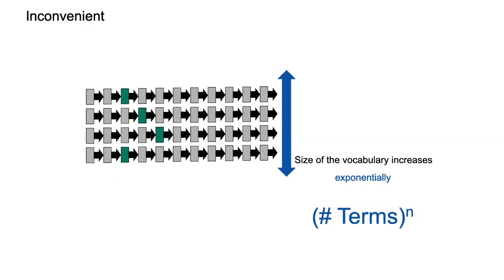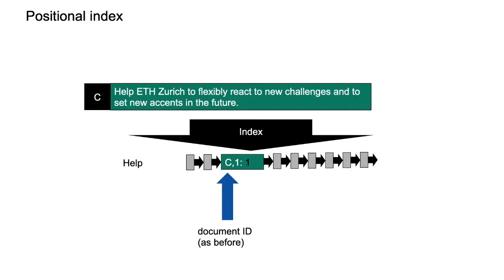Oh, I forgot I had this slide. If you do bi-word indices, 3-word indices, 4-word indices, then this increases the number of posting lists in the power of n of the number of terms, right? Okay, so we don't really like that. So let's use a positional index here.